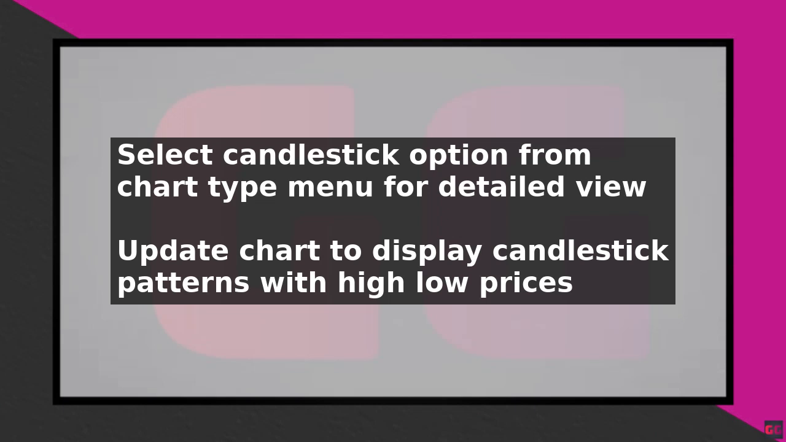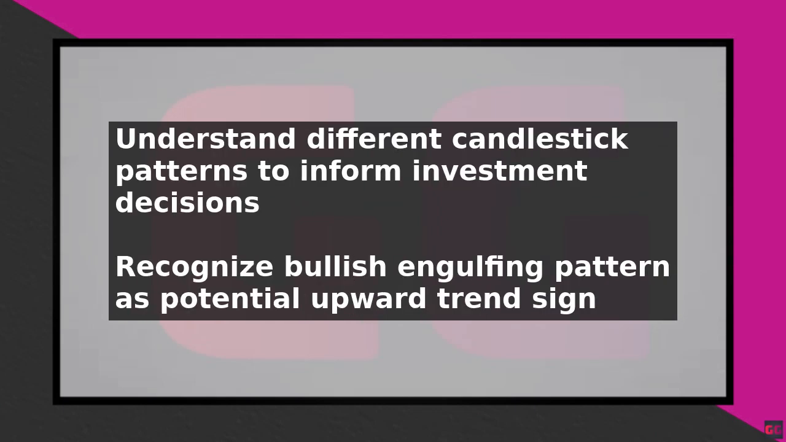Each candlestick represents a specific time period, such as 1 minute, 1 hour, or 1 day, and is composed of 4 main components: the body, which represents the open and close prices, and the wicks, which represent the high and low prices. To get the most out of candlestick charts on Robinhood, it is essential to understand the different types of candlestick patterns and what they indicate.